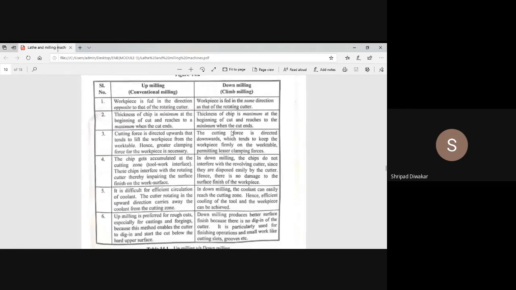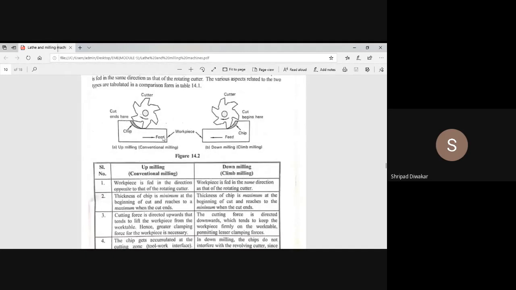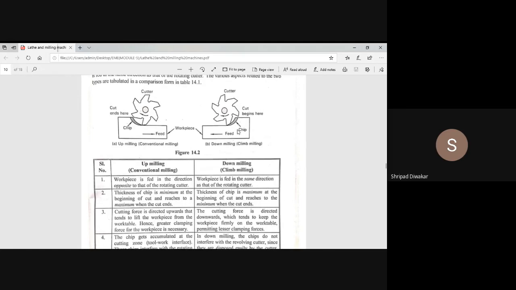Okay, next, because of the chip removal difficulty, it is very difficult to pass the coolant or lubricant during the process. Because the chip removal is very difficult, it is very difficult to supply the coolant or lubricant for the process. But on the other hand, in down milling, we can easily supply the coolant for efficient machining operation. This is the fifth difference.